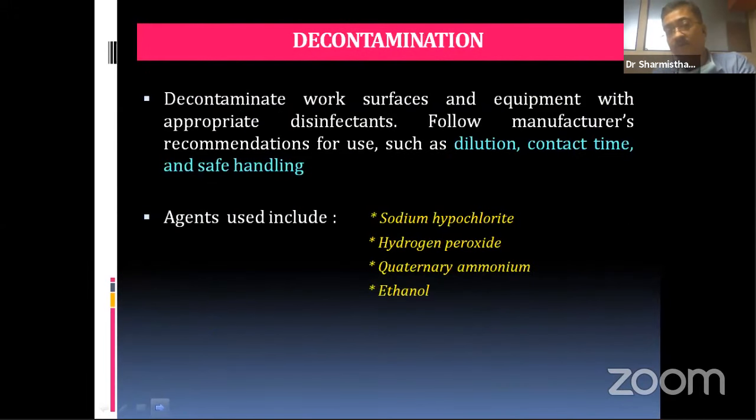Now, this is one of the very important things which actually made our life a hell. The virus can remain alive on surfaces and on metals for a few hours to a few days, and therefore contact area cleaning is very important. The areas which are regular contact areas should be cleaned, and you can use all the agents which are already spoken about, like sodium hypochlorite, hydrogen peroxide, quaternary ammonium, and ethanol. These are the things which can be used for this purpose.